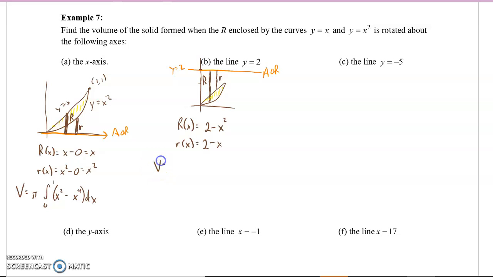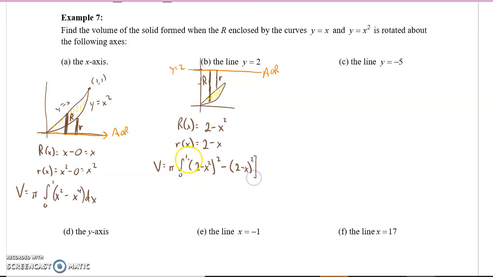So this volume is going to be, oh, I forgot the pi after saying don't forget the pi. Pi, integral still from 0 to 1, of big R squared, which is (2 minus x squared) squared, minus little r squared, which is (2 minus x) squared.